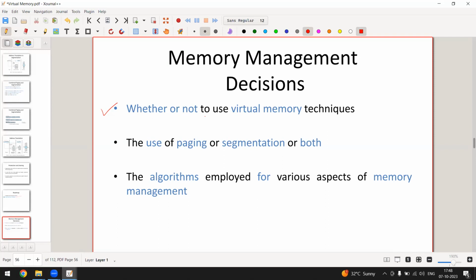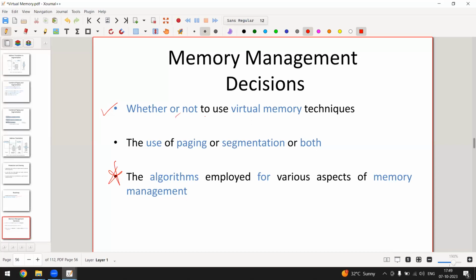That is the second decision that we have to take. And the third decision is the algorithms employed for various aspects of memory management. So this is what we are going to see in the upcoming discussion in today's session.